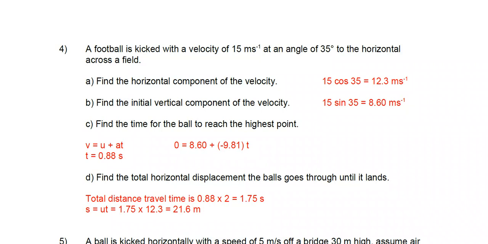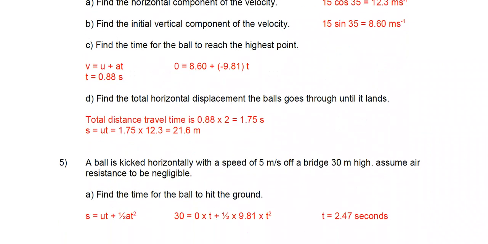Find the time for the ball to reach the highest point. Well, the highest point is going to be going vertically. It's going to have no velocity in the vertical. So v = u + at. 0 = 8.6 + (−9.81) times t. Rearranging to make t the subject, we get 0.88 seconds.